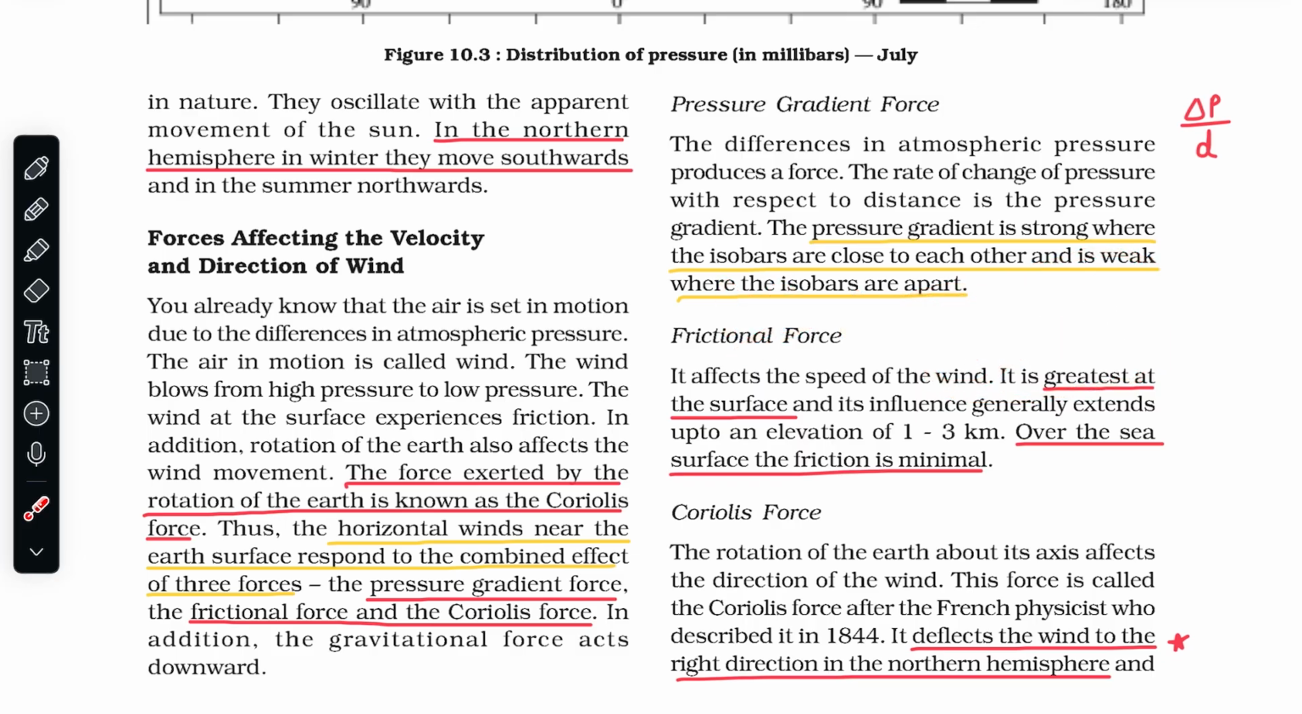The closer the isobars are, the stronger is the pressure gradient force. Because here the distance needs to be less. PGF is equal to del P by D. Lesser the distance, more the pressure gradient force. So the isobars need to be closer to each other for greater pressure difference, so for greater pressure gradient force.